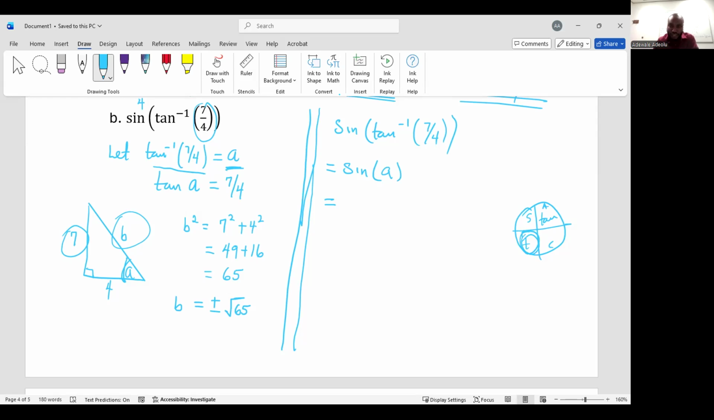So that is opposite, which is 7, over hypotenuse, which is square root of 65. Well, we always don't want our answer to be in this form, so we rationalize: multiply by root 65 over root 65, and that is 7 root 65 divided by 65. Answer. So that is that.